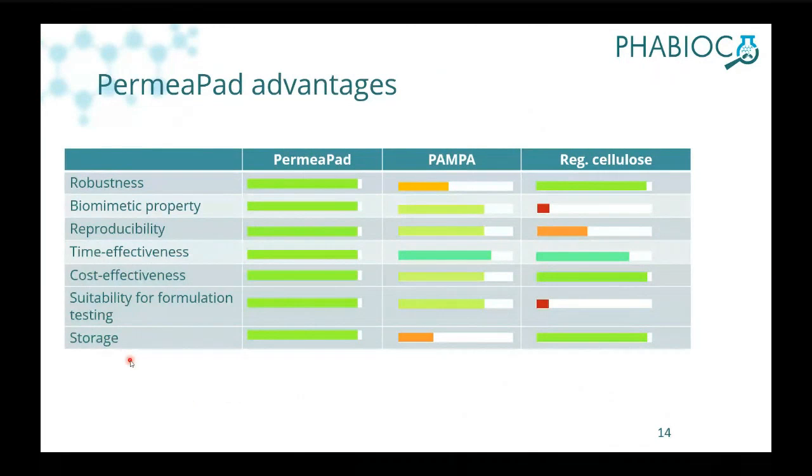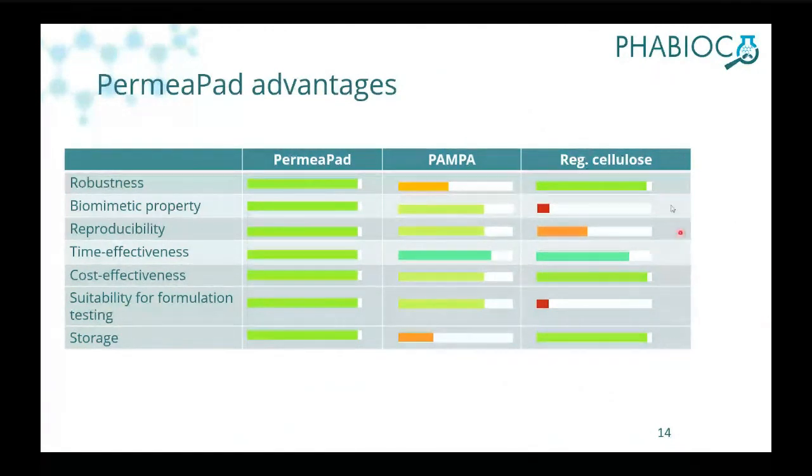As if it's in high throughput methods, and when we talk about storageability, PermeaPad is really nice because it can be stored at room temperature without any issue, and its reproducibility is often very, very good. In general, superior to PAMPA.